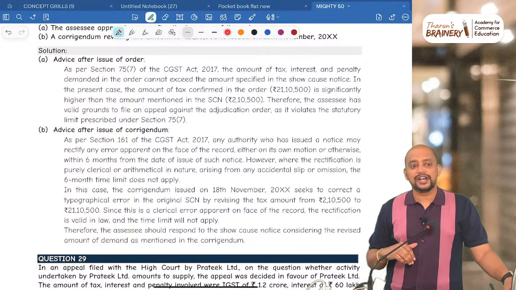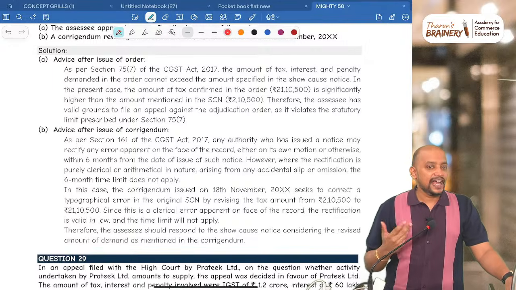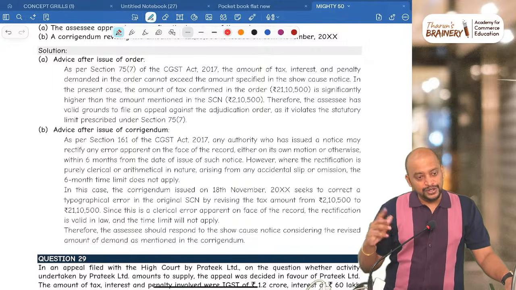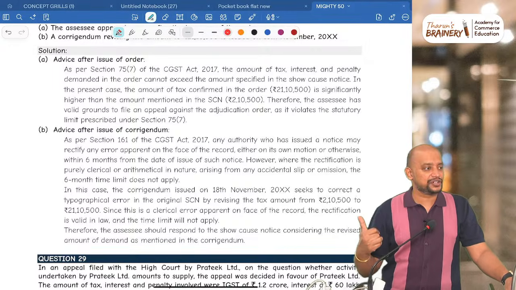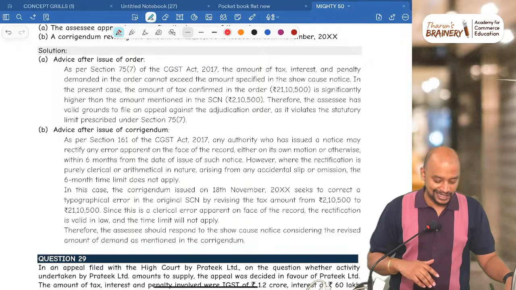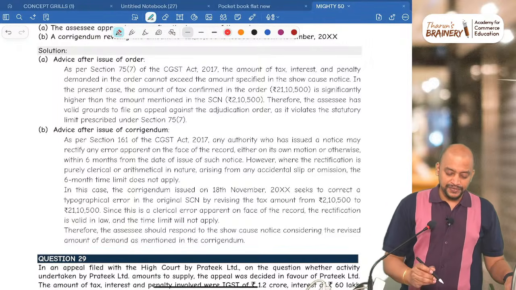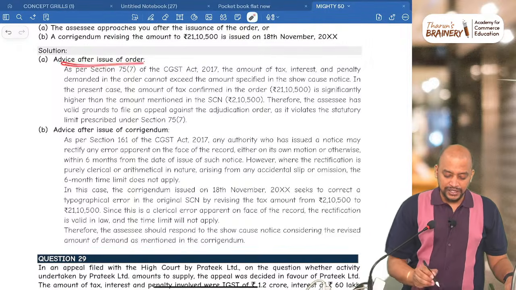So far they used to ask a question on anti-profiteering. Anti-profiteering is not there now. So that's why they can take this rectification of mistake apparent on the face of the record and they can ask. So first one, advise after issuance of order.